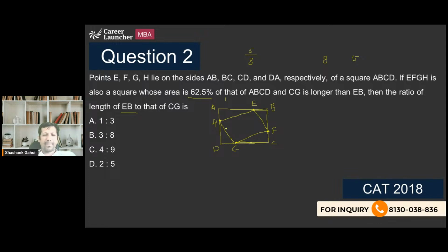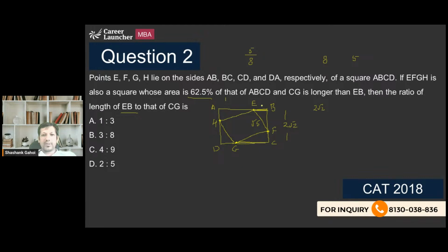Okay, fair enough. So what I am going to do, so I am assuming area of ABCD is 8. So side of ABCD is going to be 2 root 2. So this total length is going to be 2 root 2. Okay. Now area of this square is 5. So this length is going to be root 5. Okay. Now what is going to happen?